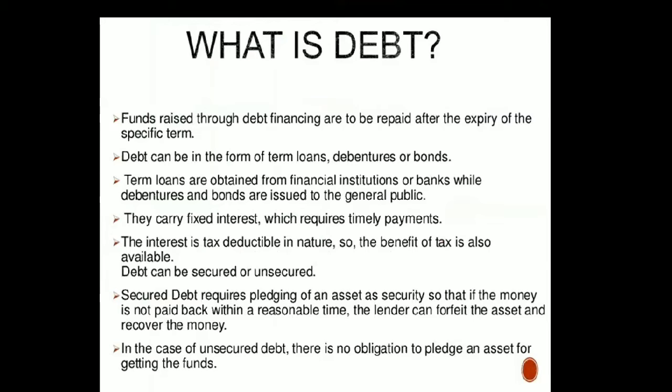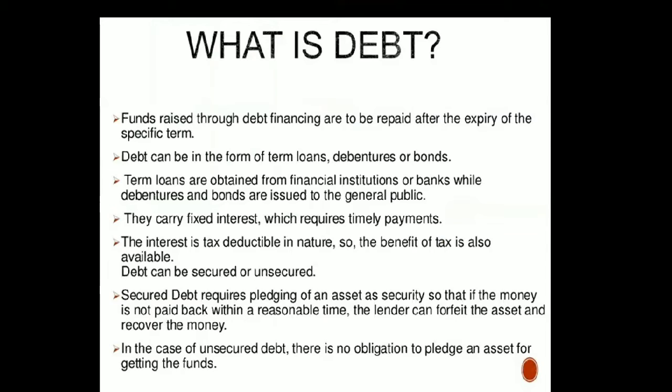Debt can be in the form of term loans, debentures, or bonds. Term loans are obtained from financial institutions or banks, while debentures and bonds are issued to the general public. They carry fixed interest which requires timely payments. The interest is tax deductible in nature, so the benefit of tax is also available.